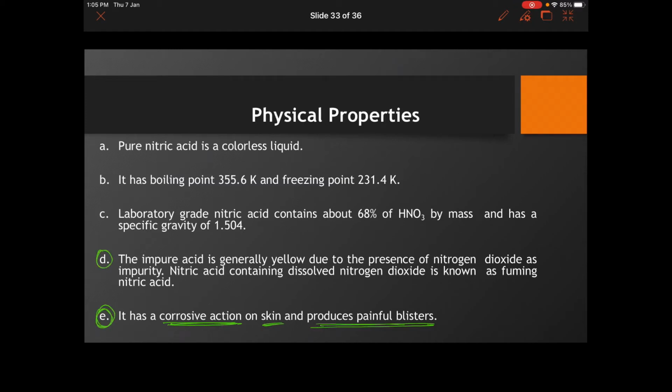Talking about the concept based questions, point number D again is very important, and point number C is again important. This point is very important, that commercial HNO3 is basically 68% pure nitric acid, right? So that's basically all about the physical properties.